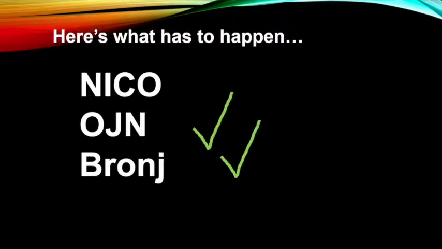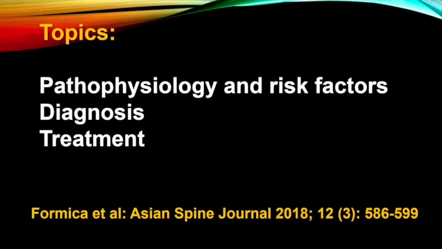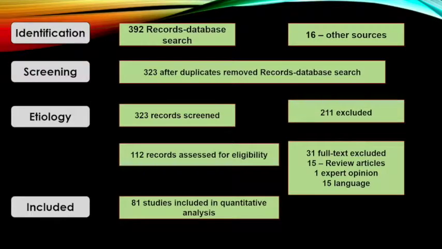All right, so this is what has to happen. It's already happened for BRONJ and ONJ, but not so much for NICO, although I think the people that I heard this morning are doing a good job keeping that going. The best evidence I could find for osteonecrosis comes out of the spine literature, okay? They did the real evidence-based medicine approach. They looked at these three areas for AVN.